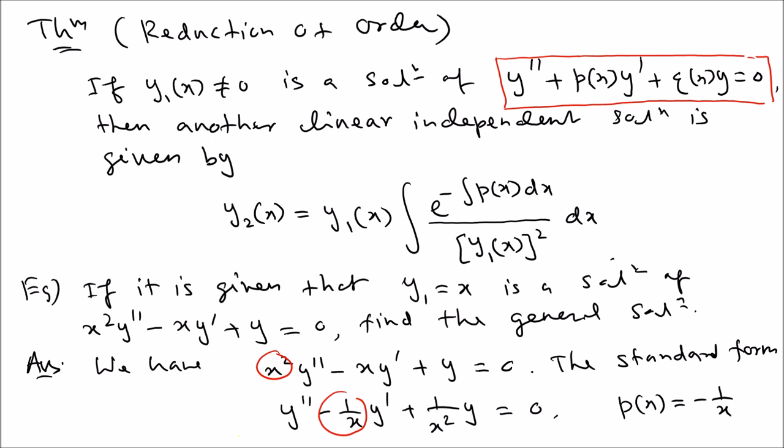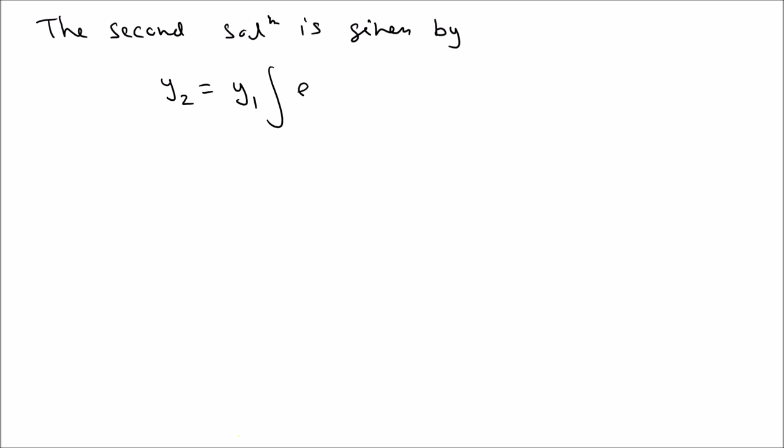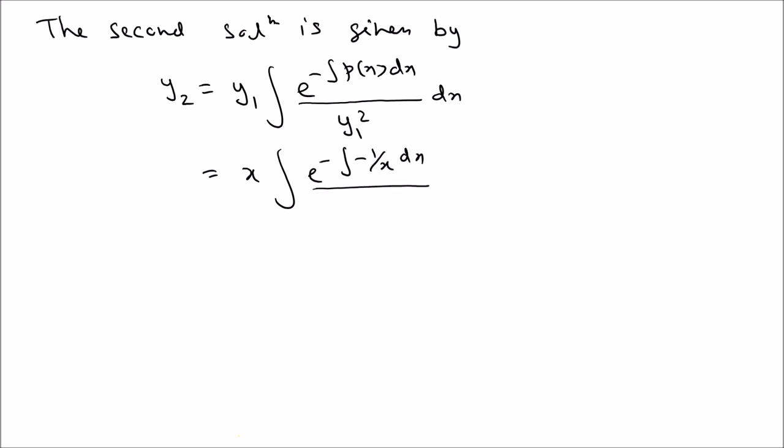Good. So then we can use the formula to find the second solution. The second solution is given by the formula: y2 equals y1 times the integral of e to the minus integral of p dx, over y1 squared, dx. So let's plug in everything we know. y1 is x, the integral of p is negative 1 over x, so e to the minus integral of px dx, over x squared dx.